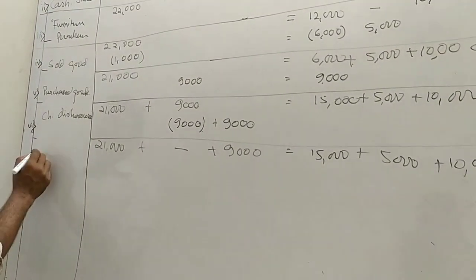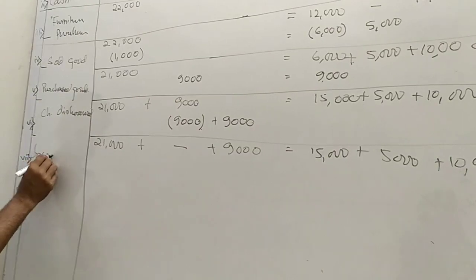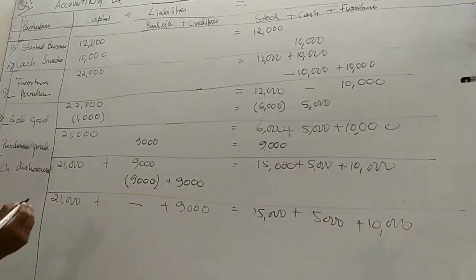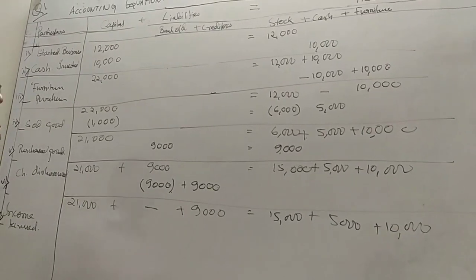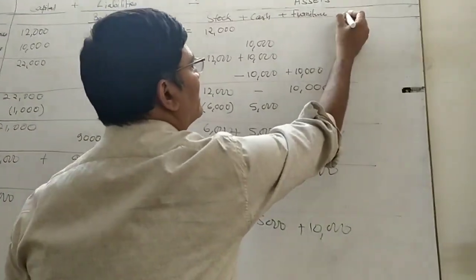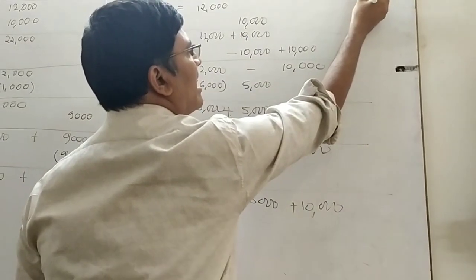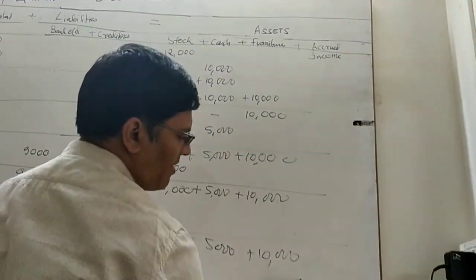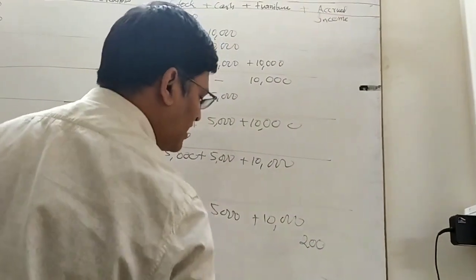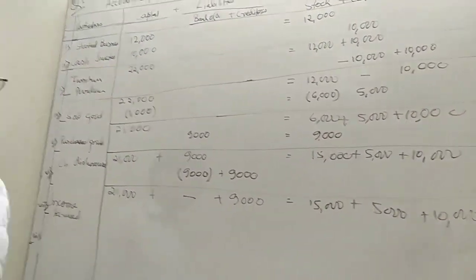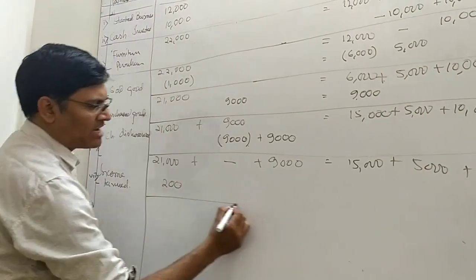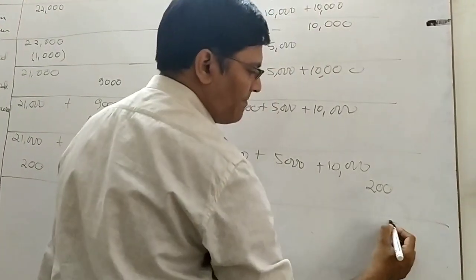Next is the 7th item, and that is there was an accrued income of 200. Income accrued means income receivable. Accrued, students, means receivable. Receivable is an asset. So it is accrued income. By 200, our asset has increased by accrued income. And as it is income, it will increase our capital.